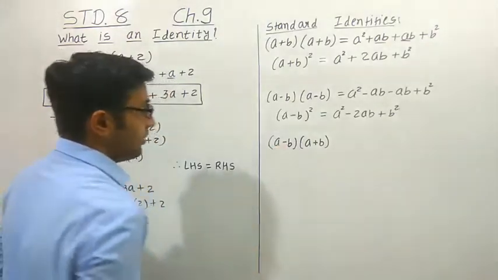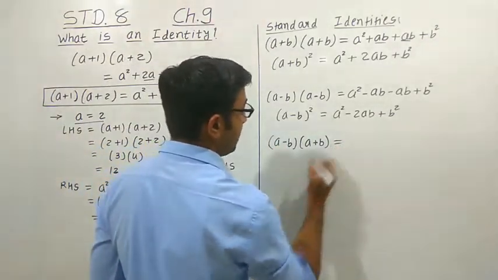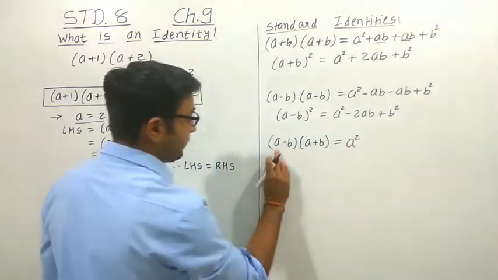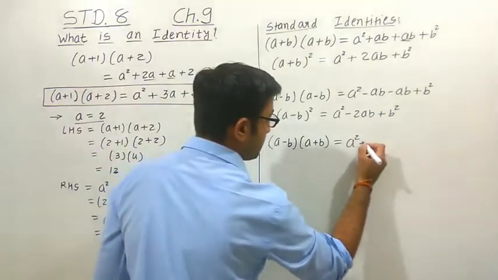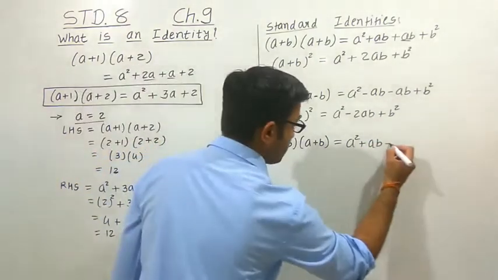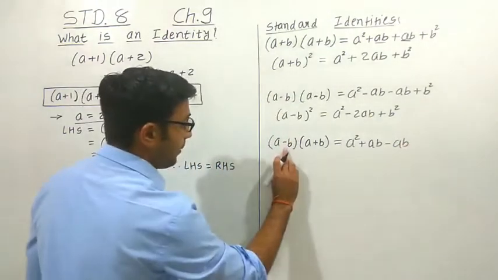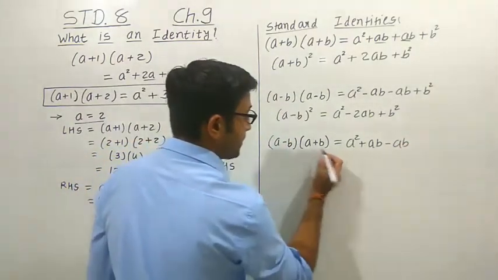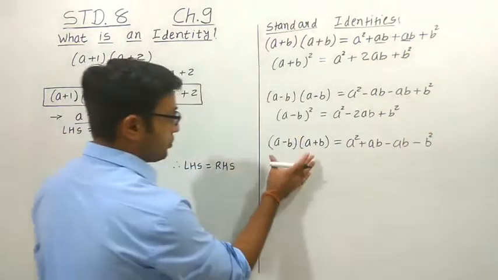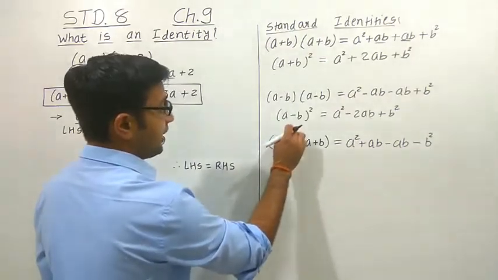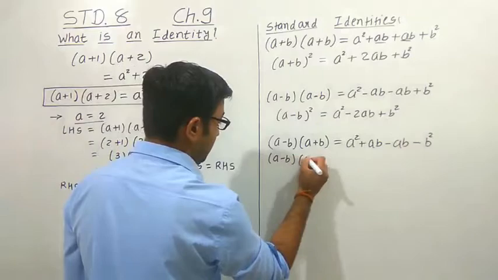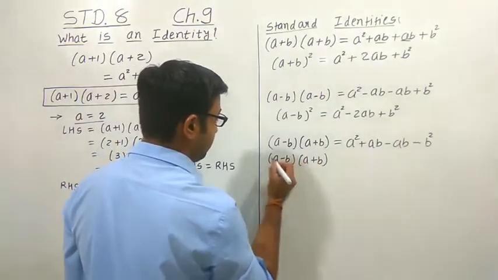Let us here multiply it so that we get the right hand side portion. This a into a is a square, a into plus b, that is plus ab. Now minus b into a, that is minus ab, and minus b into plus b, so minus plus minus b into b, b square. So here we cannot write down the square like this. So here we have to write down as it is, a minus b and a plus b.